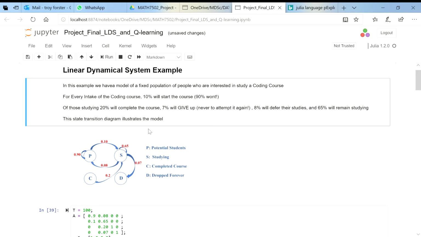So we've got students who may or may not be interested in studying a coding course, and they're all sitting here in this potential students pool. Now these potential students have 2 things that they can possibly do, 2 actions. With a 90% probability they remain a potential student, or with a 10% probability they move to study the course that we're offering.